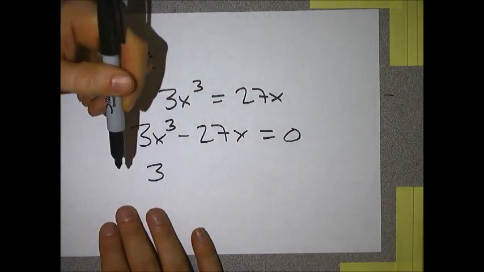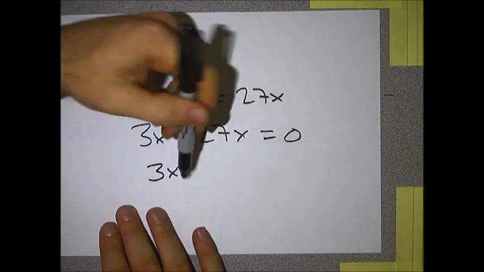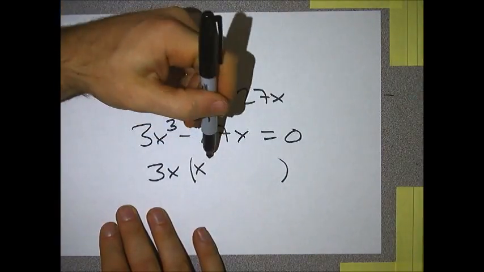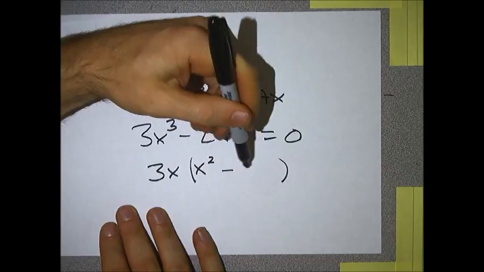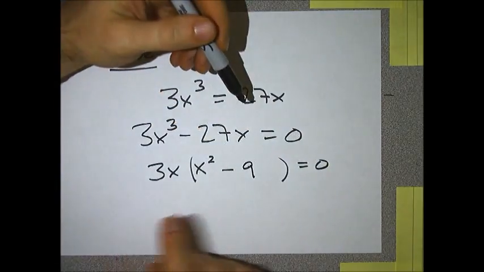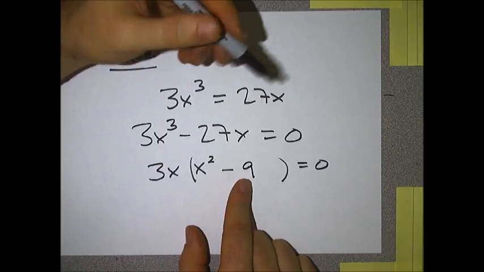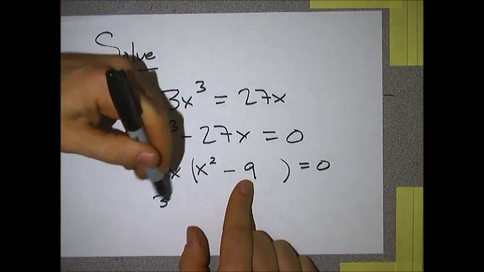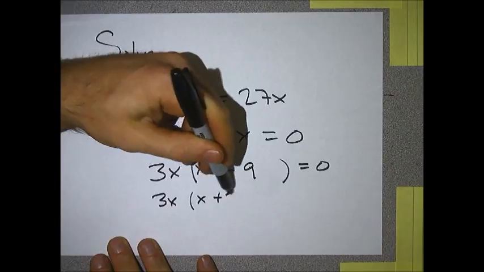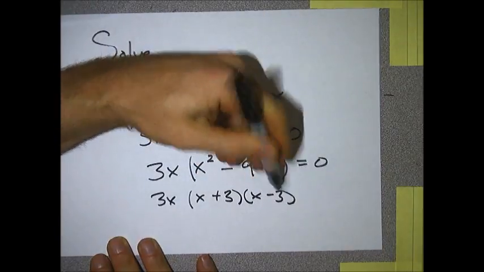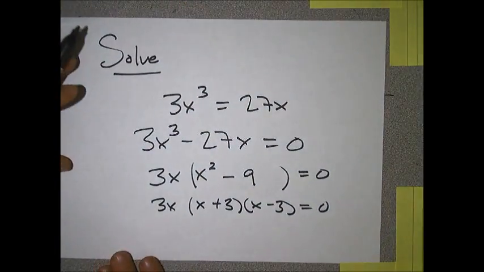I can take out a 3, I can take out an x, and when I do that, I am left with x squared minus 9 is equal to 0. And you should recognize now that x squared minus 9 is the difference of squares, so I should refactor into 3x, x plus 3, x minus 3, and set this equal to 0.